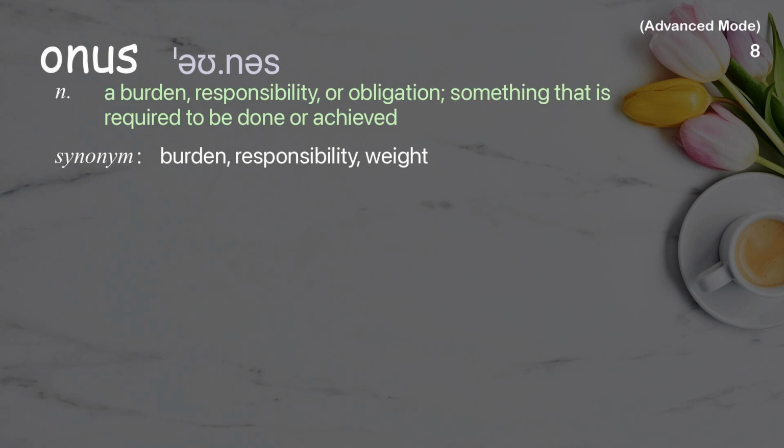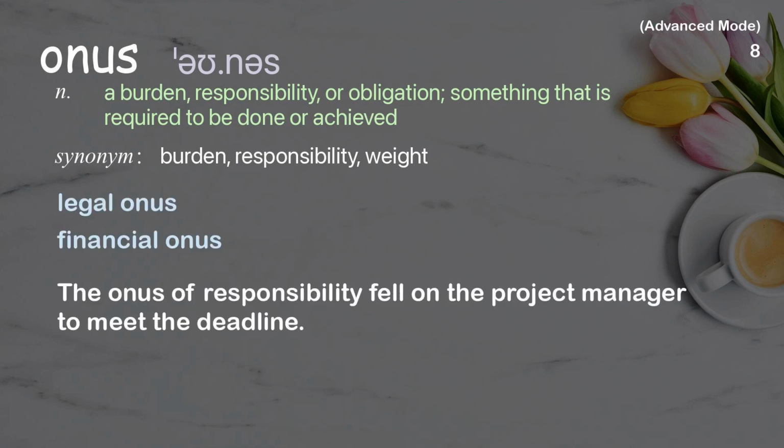Onus. A burden, responsibility, or obligation, something that is required to be done or achieved. Examples: Legal onus. Financial onus. The onus of responsibility fell on the project manager to meet the deadline.